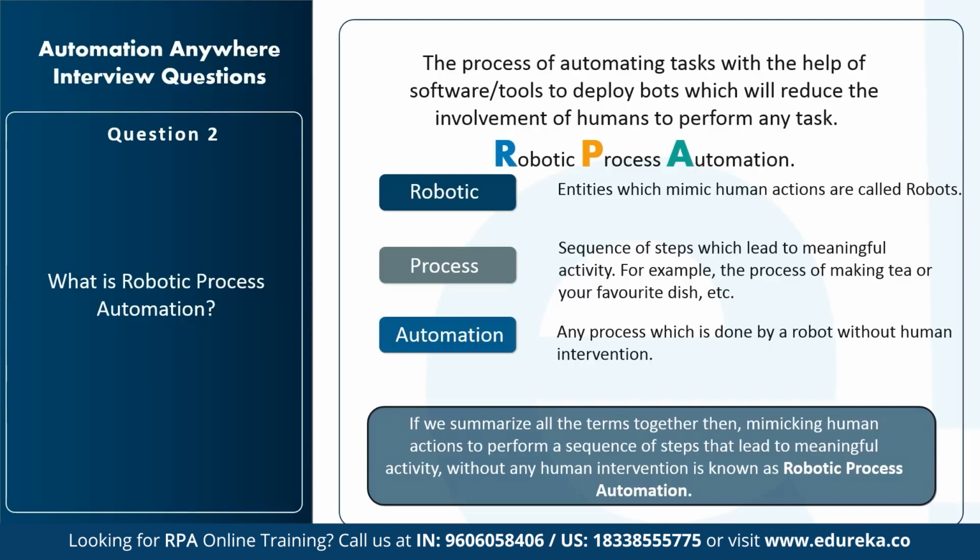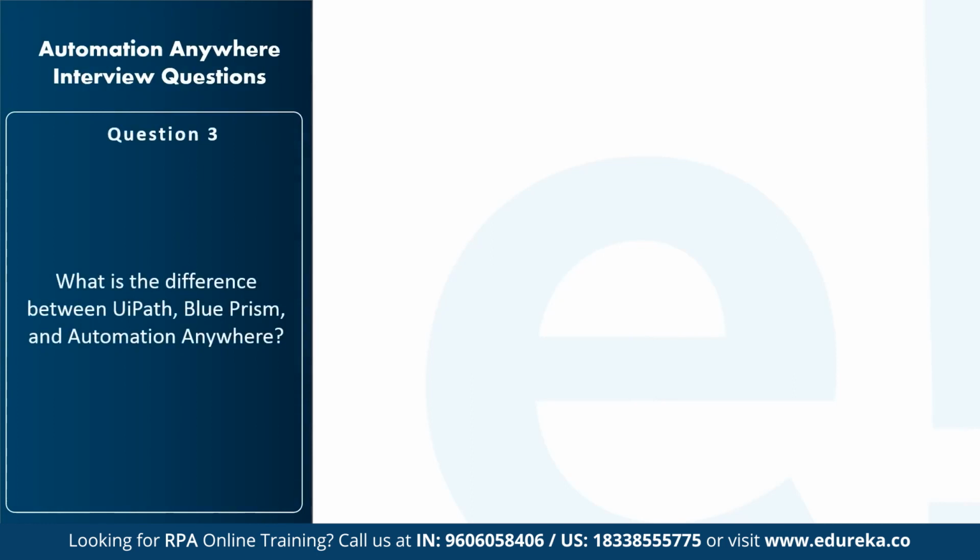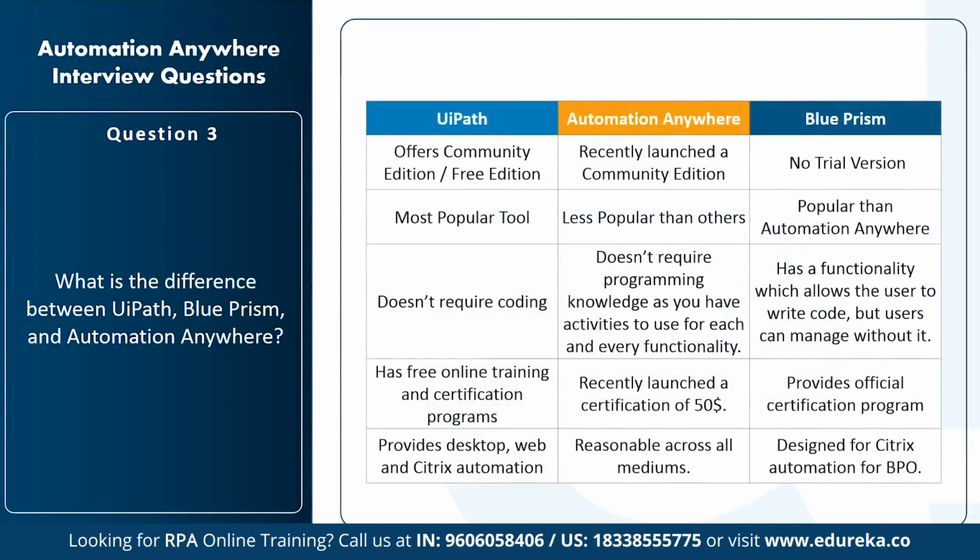Now, moving on to the next question: what is the difference between UiPath, Blue Prism, and Automation Anywhere? These three tools are the most popular tools in the RPA industry. If we compare these three tools based on various parameters, let me start with UiPath first. UiPath offers a community edition, or a free edition, which you can use for a lifetime. So you can keep using that edition until you get a good experience in the tool.